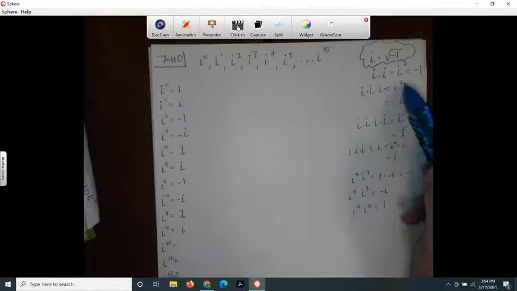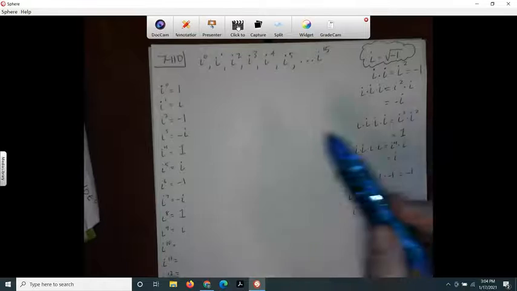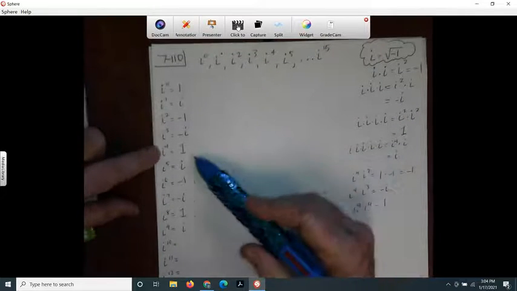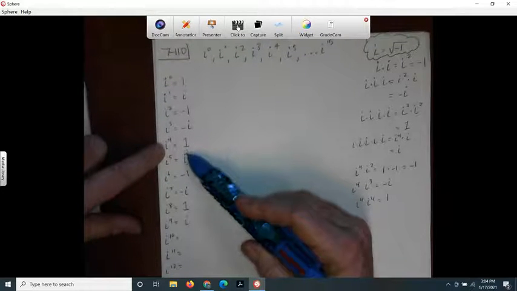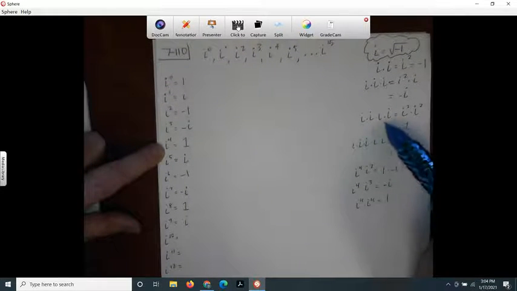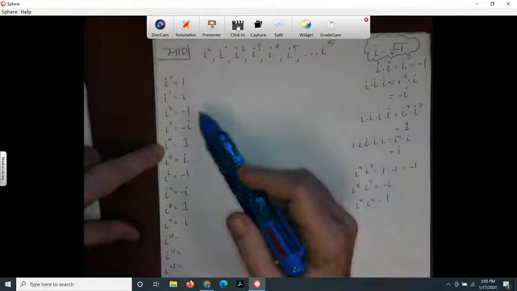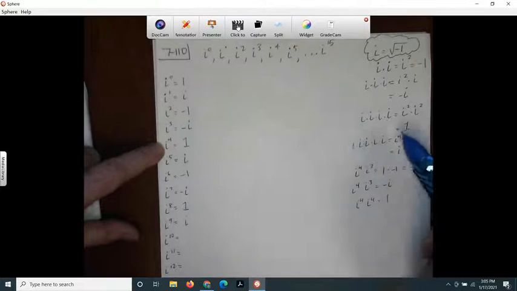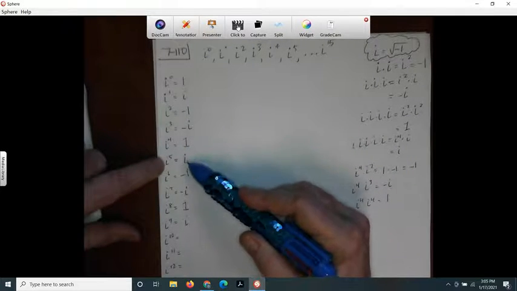Now i to the 4th, well, that's i times i times i times i. So i times i is i squared, and this other i times i, that's another i squared. So i squared times i squared, well, we know that i squared is negative 1. So it's negative 1 times negative 1, that's 1. And then we're going to see a pattern here. It took me a while, I had to actually do a little bit of work before I could get my pattern so that I believed the pattern.